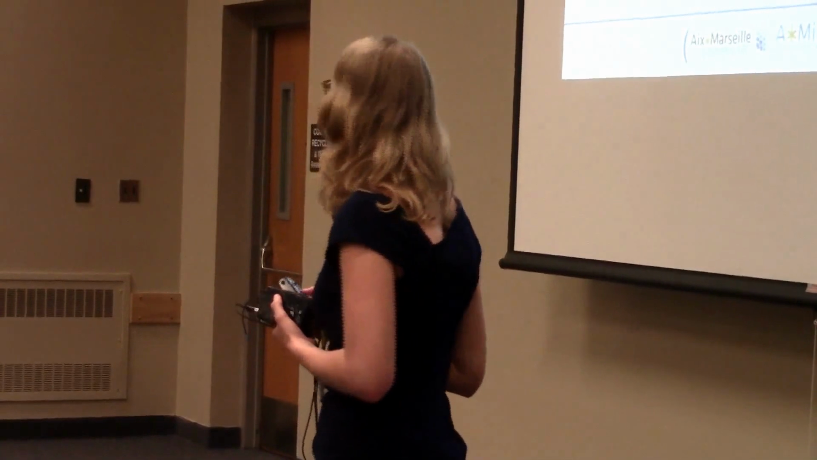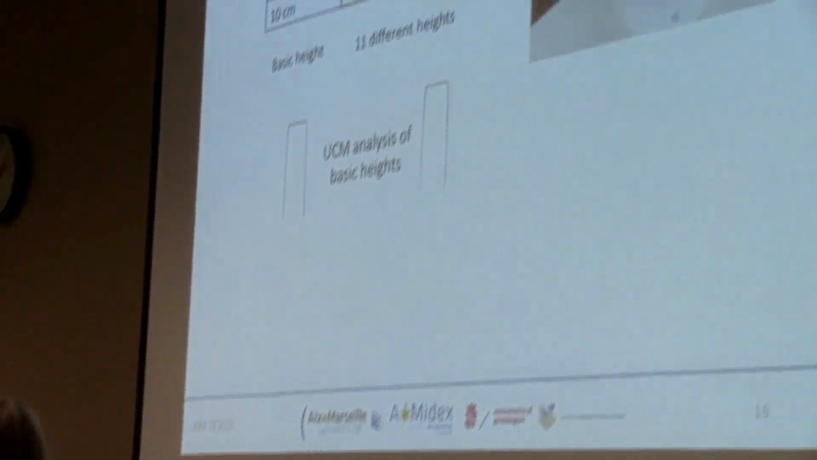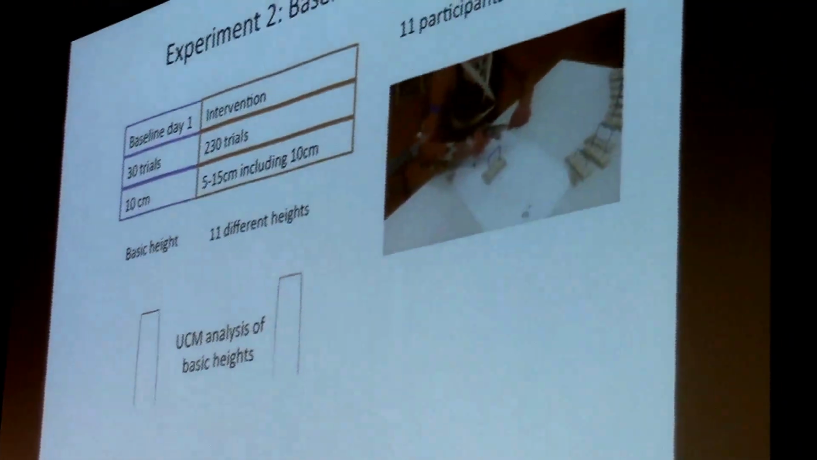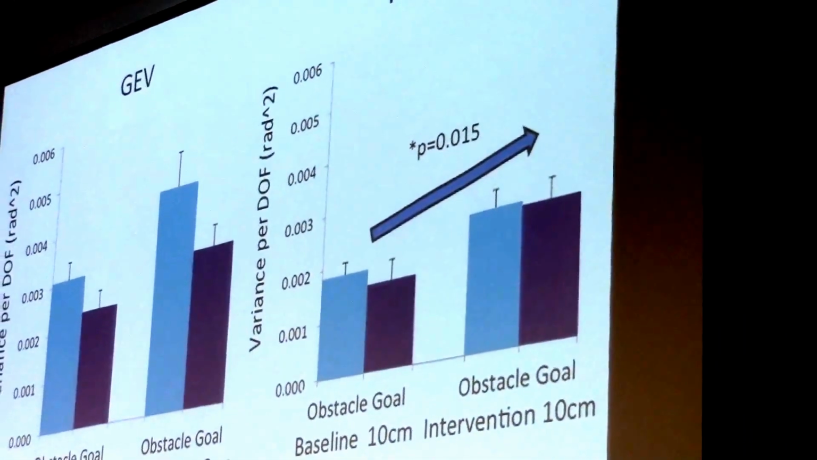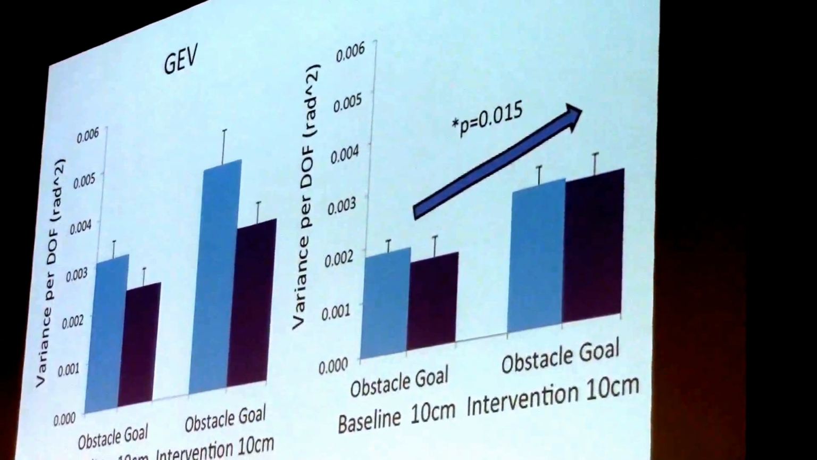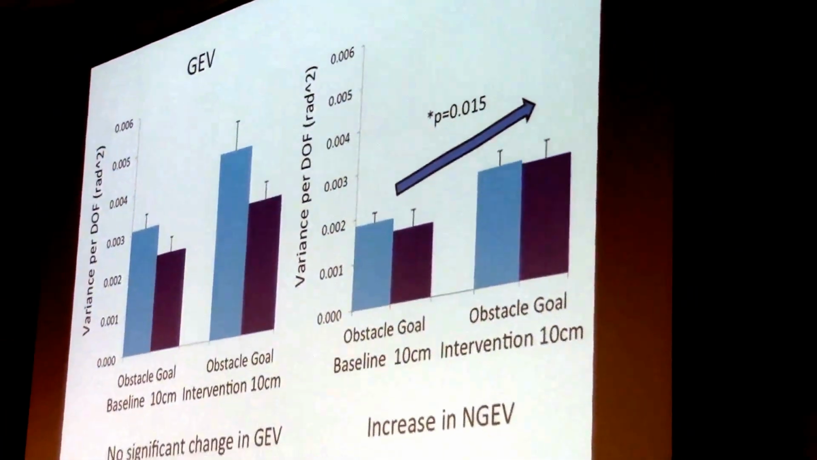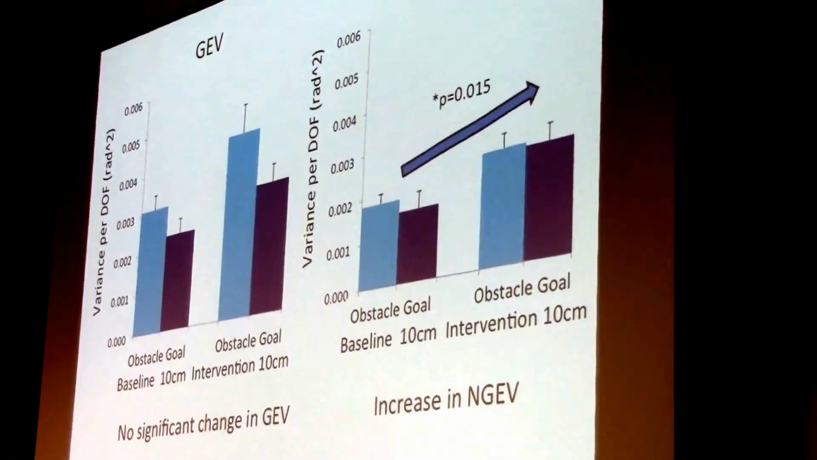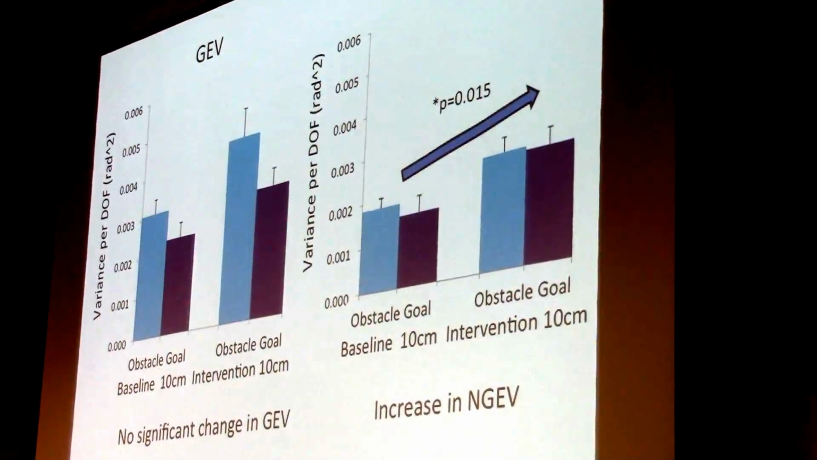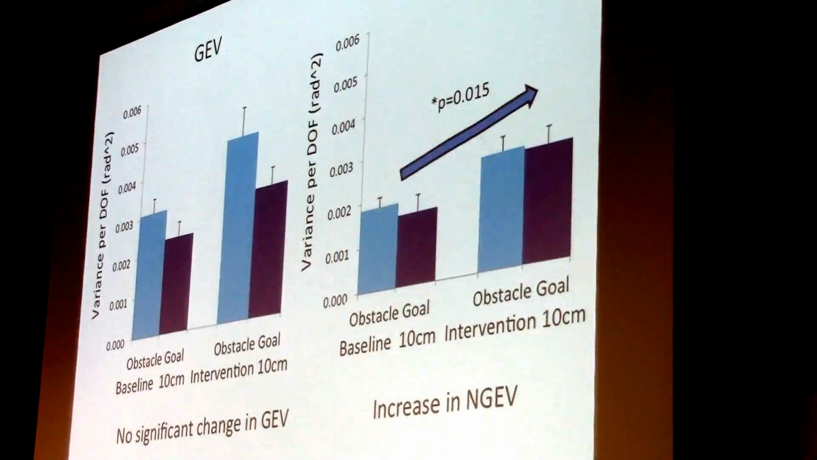And again, we analyzed the 10 centimeter movements to see whether the flexibility would increase. At the left you see the same kind of graph again as you saw before, and you can see that there seems to be an increase in goal equivalent variability, but this increase is not significant. And there also seems to be an increase in non-goal equivalent variability, and this one was significant.